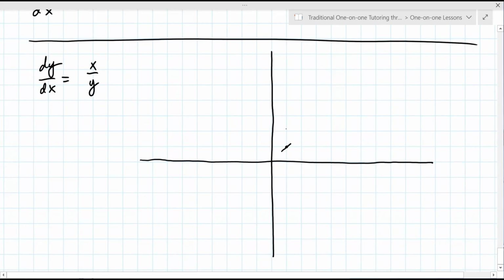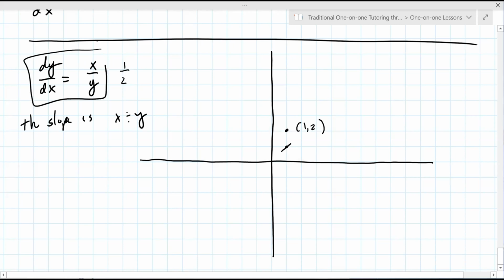So if I go up here, this is 1, 2. So is it steeper or is it the same? It's not the same, because it's now 1 over 2. But doesn't it only depend on the x? Nope, it now depends on x and y. Oh, the slope is x divided by y. That's what this says.